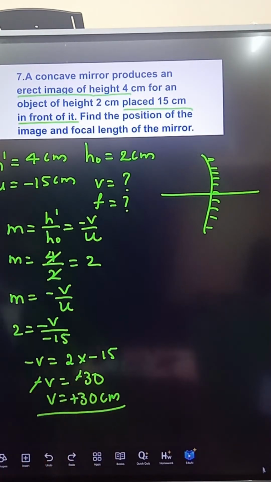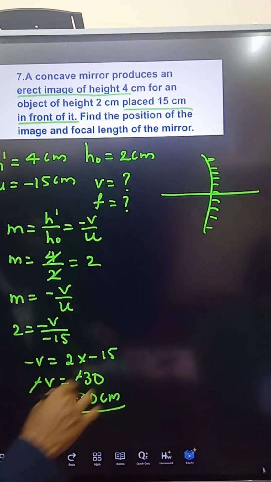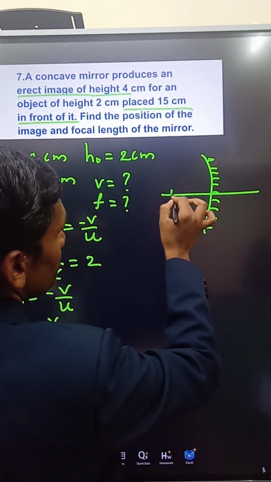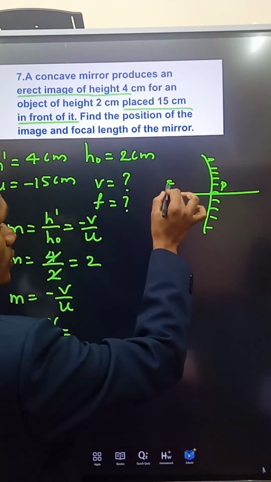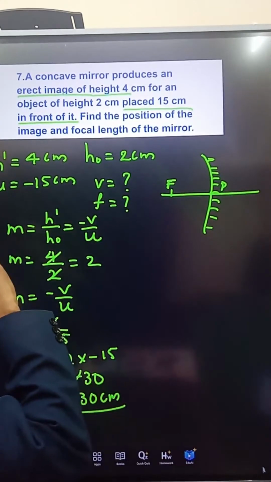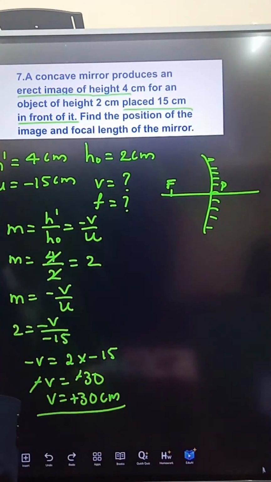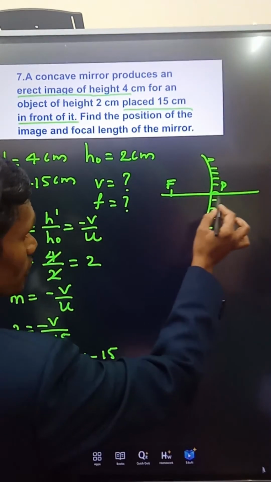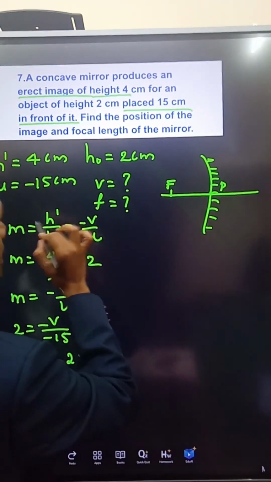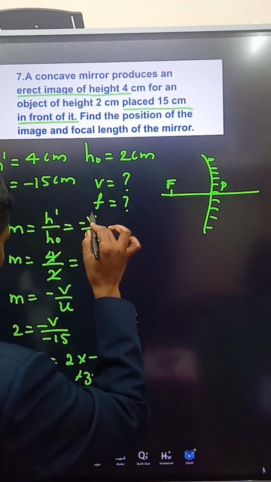So you should understand here, if v is positive, it comes behind the mirror. What type of mirror have they given? Concave mirror they have given. If the image comes behind the mirror, where does it have to be? Between F and P, right? It has to be between P and F. Only then does it form what? Erect and virtual image, right? Image should be erect, and it should be virtual also. Then what can we say here? F, what have they given? Now you see, v is 30 centimeter. Object distance they have given. Object distance, where is it? Minus 15. Yes, minus 15.